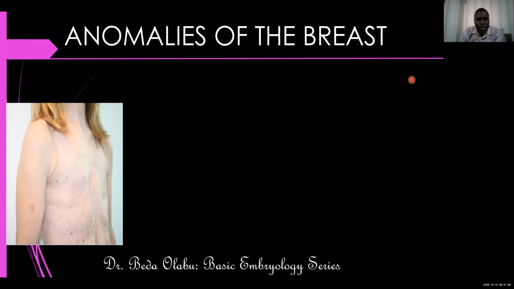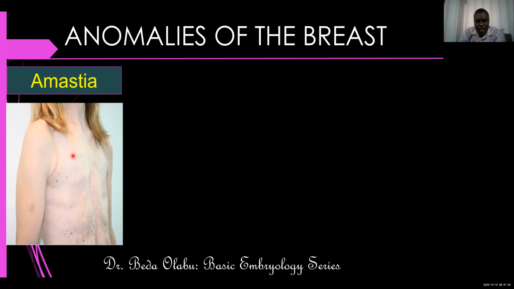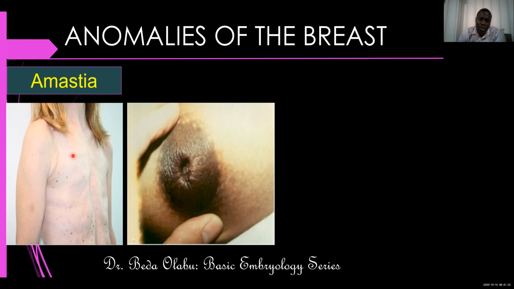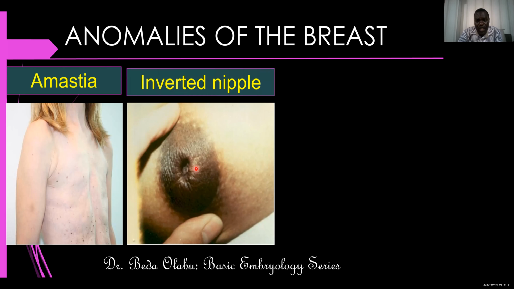Okay, the ones in the breast, we can finish with these ones. You can have absence of the breast. What you're seeing is not the back of this lady, but actually the front of that lady. The breasts are absent. We call that amastia. Or you can have a nipple that is inwards. This is also a bit common, actually. You just call it inverted nipple.